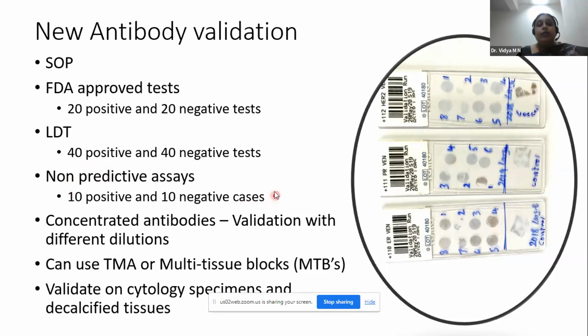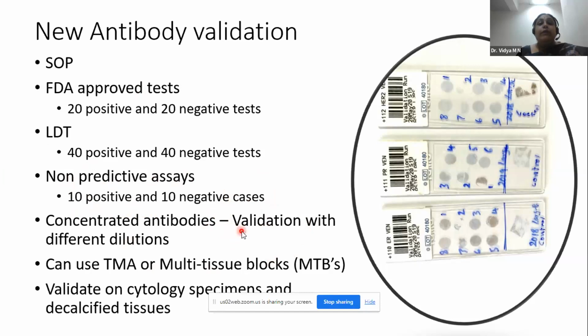So we try to settle for a good number of cases with at least 10 known positives and 10 known negatives. And for your concentrated antibodies, other than this, you also need to dilute the antibody at various concentrations, like 1 in 15, 1 in 20, 1 in 40, 1 in 60. These multiple dilutions have to be tried with generally a low expressor control and see where it is going to pick up, and then put up your protocol recommendation for that in your lab.